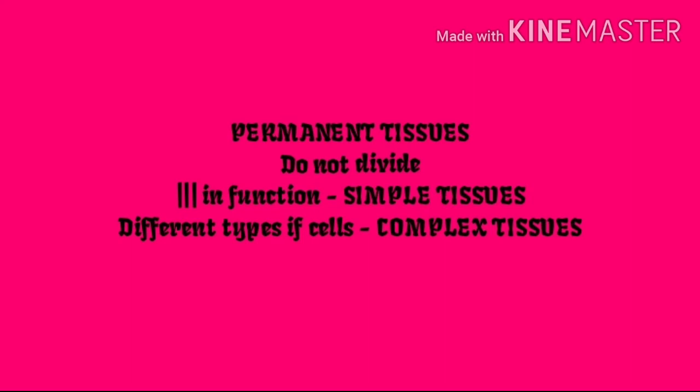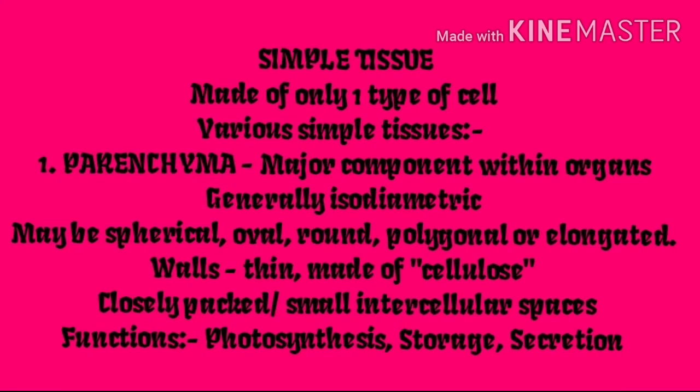The cells of the permanent tissues usually have no further divisions, and they will be similar in structure and function and together constitute simple tissues, while those permanent tissues which have different types of cells are called complex tissues. First of all, we will learn what simple tissues are. A simple tissue is made up of only one type of cell. And simple tissues are mainly parenchyma, collenchyma and sclerenchyma. These are the three main types of simple tissues.